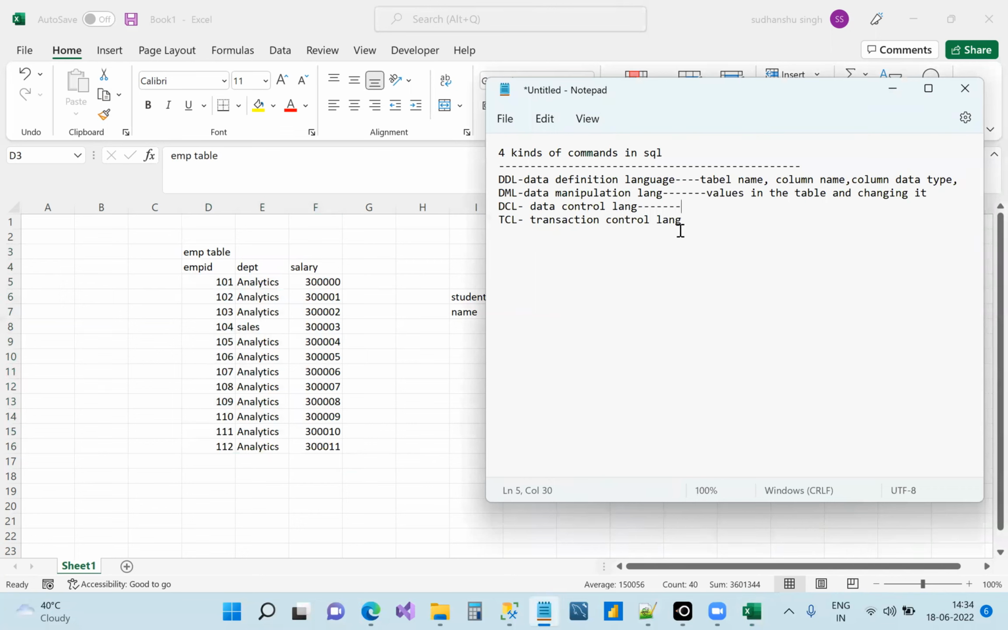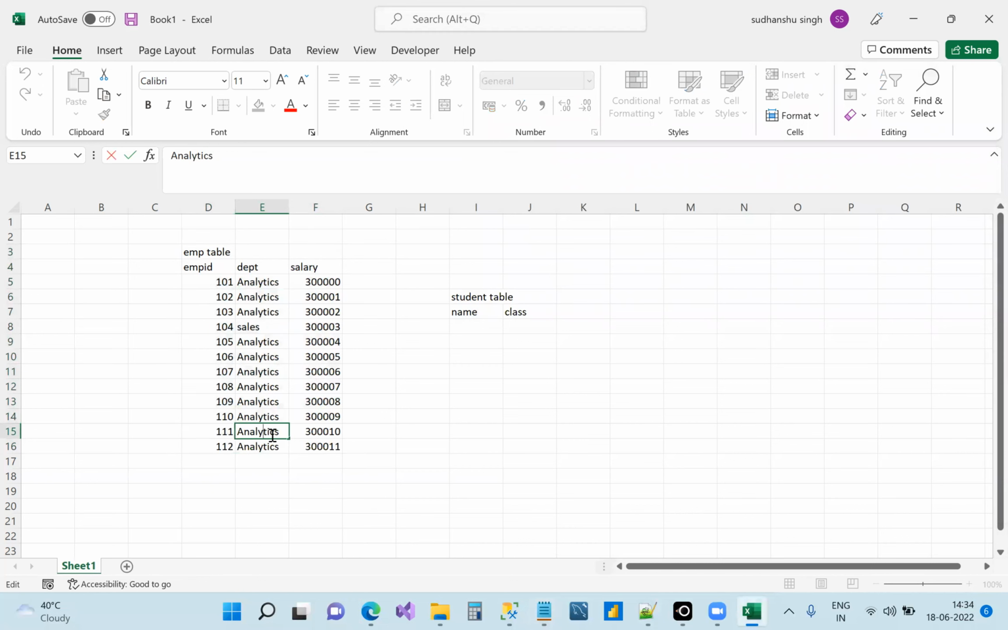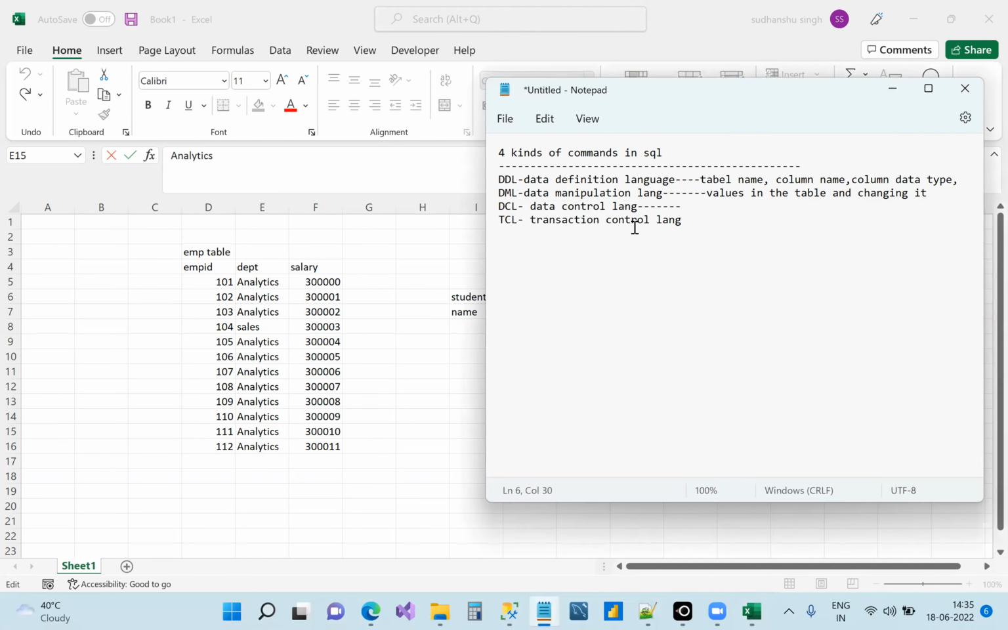And transaction control is very easy. It means, suppose we are making any transaction. Transaction means we are doing any changes over here. Okay, suppose I am doing sales. And suppose now I made some error. I want to go one step back. So over here in Excel, what do we do? We press Control Z, isn't it? So this is called rollback. So transaction, go a step back. That is what we mean by transaction control. Okay.